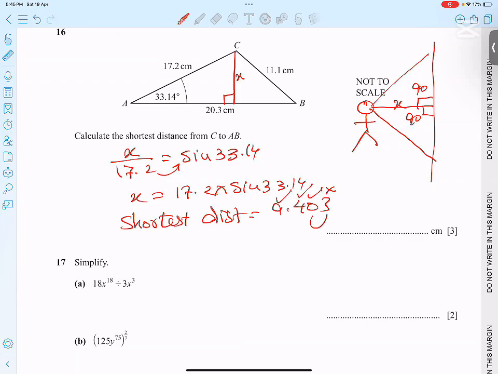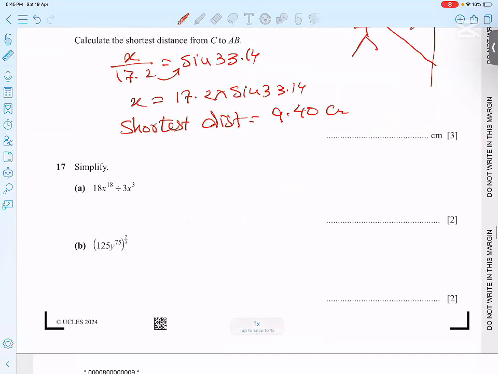I don't want... I will add. No, I will not add. So 9.40 or 9.4, both are correct answers. In this question, we now have division.